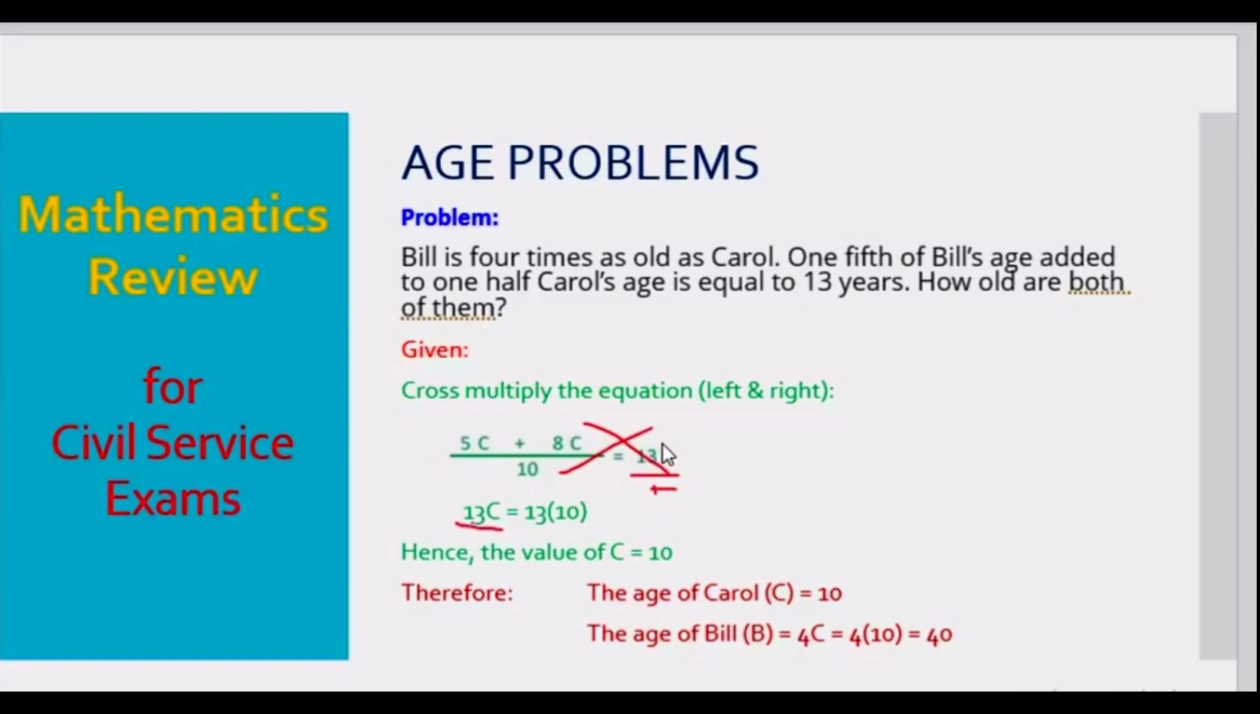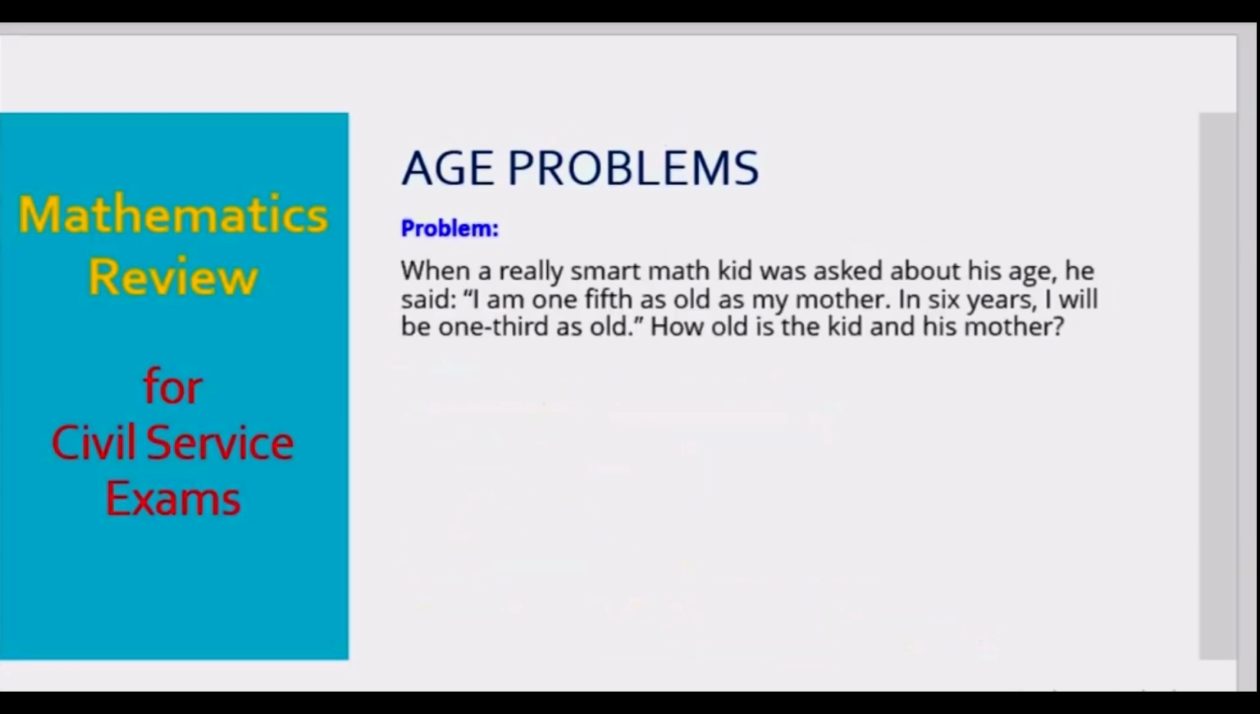So, yung 13 here, multiply mo ng 10. So, I'll just rewrite 13 times 10. So, I just cancel the 13. So, C is equals to 10. So, that is the age of Carol, which is 10. And the age of Bill is 4 times. So, 4C. 4 times 10 is equals to 40. So, that is the age of Bill. All right. Next.